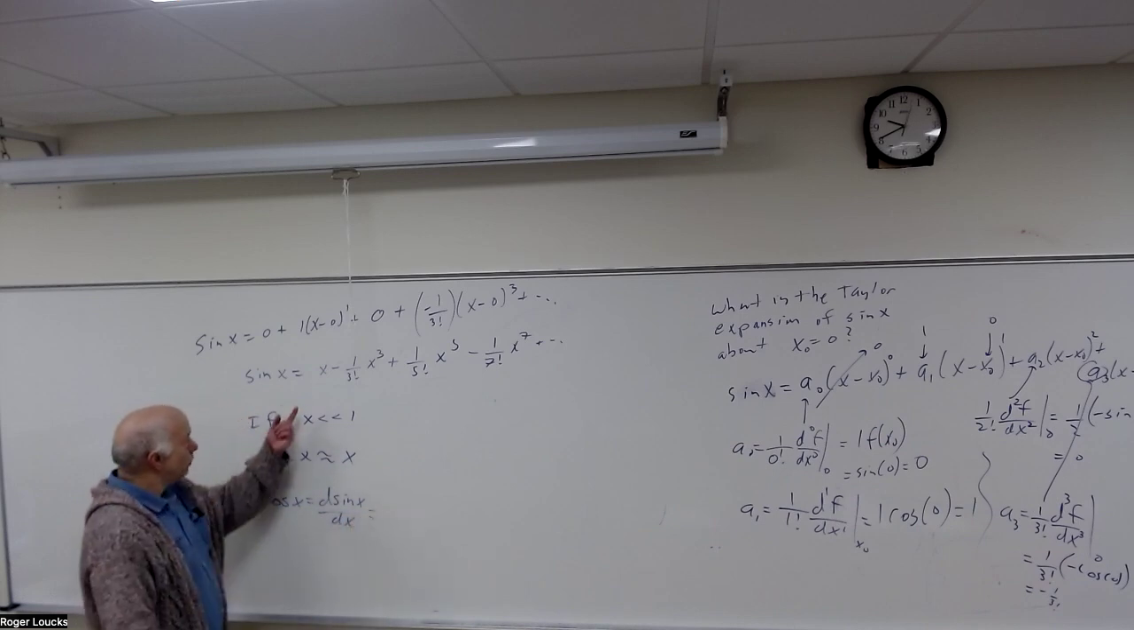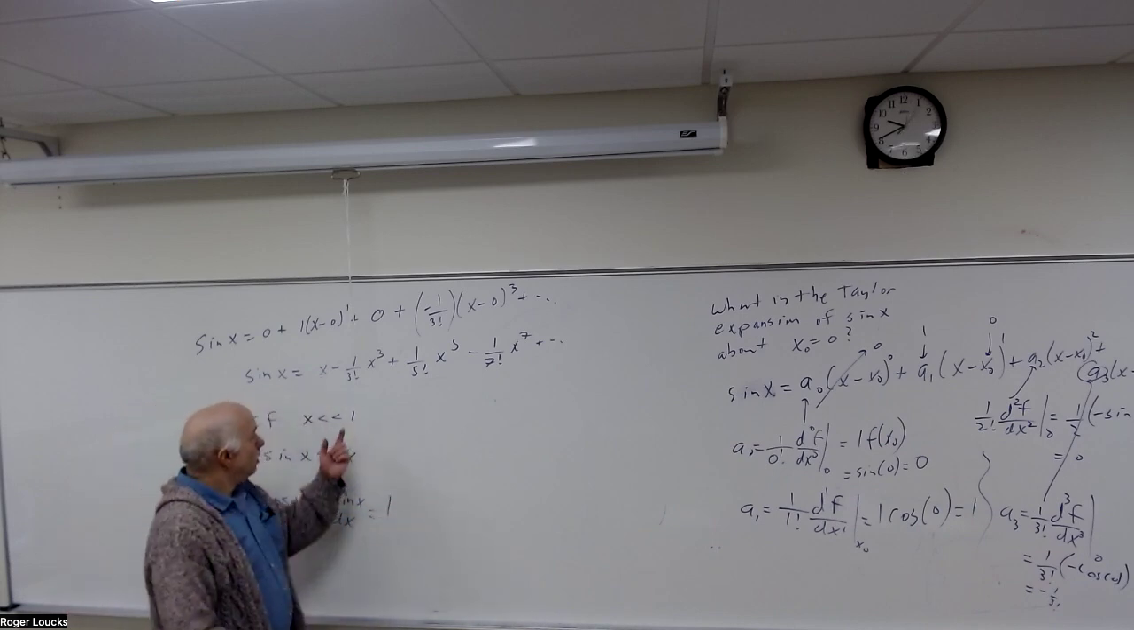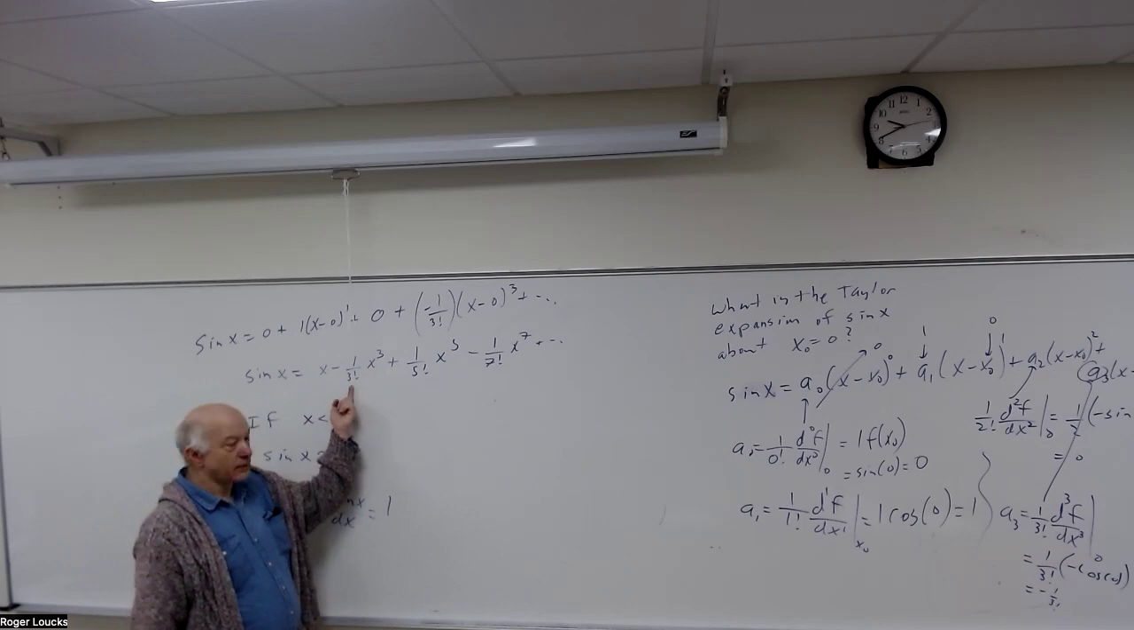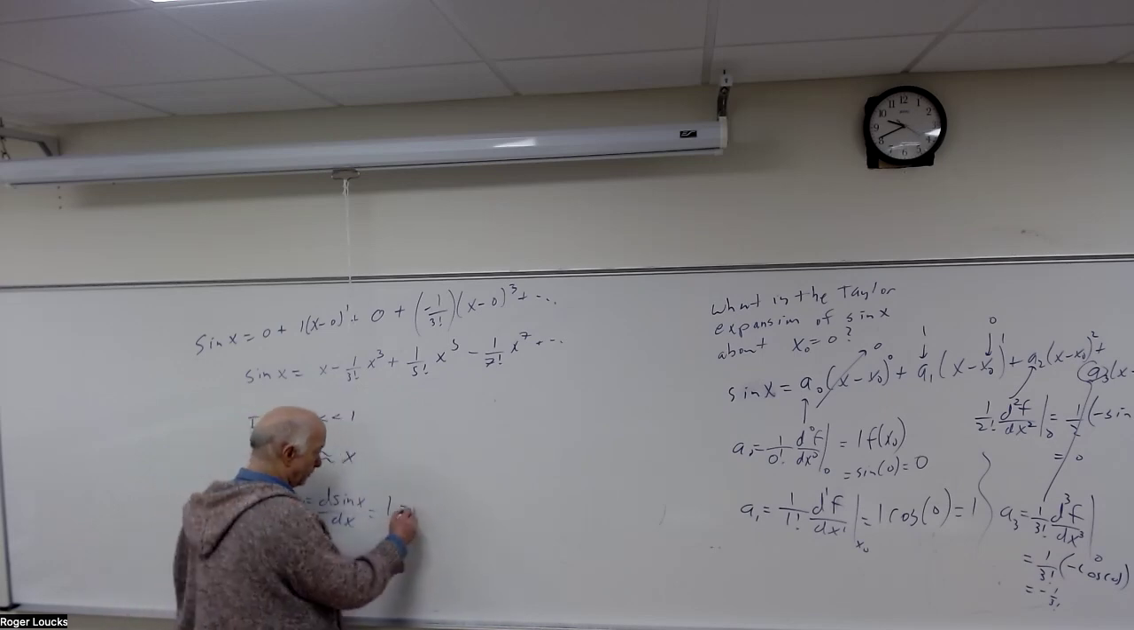Let's just do this. What is the derivative of x? 1. What happens if I take the derivative of x cubed? It becomes 3x squared, but this is divided by 3 factorial, which is just 3 times 2 times 1. And this becomes 1 over 2 factorial.